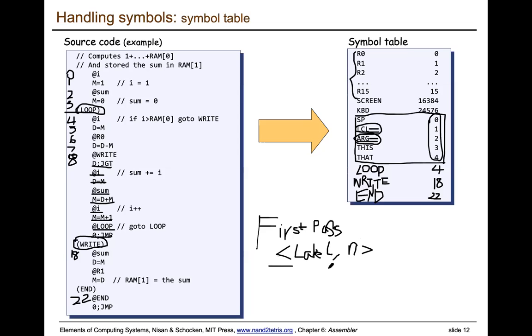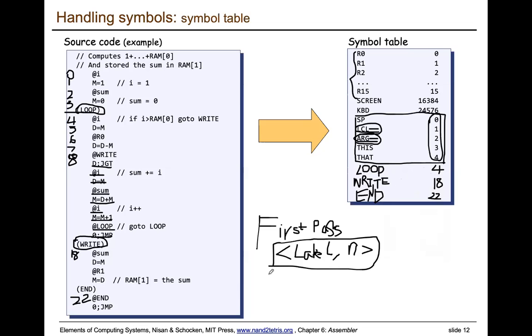So I will insert these two values into the symbol table: what is the label, and what is the number? In this example, we have already seen it: one is loop, one is write, one is end. This is the corresponding number, which is actually the first line after the label. So this is our first pass.